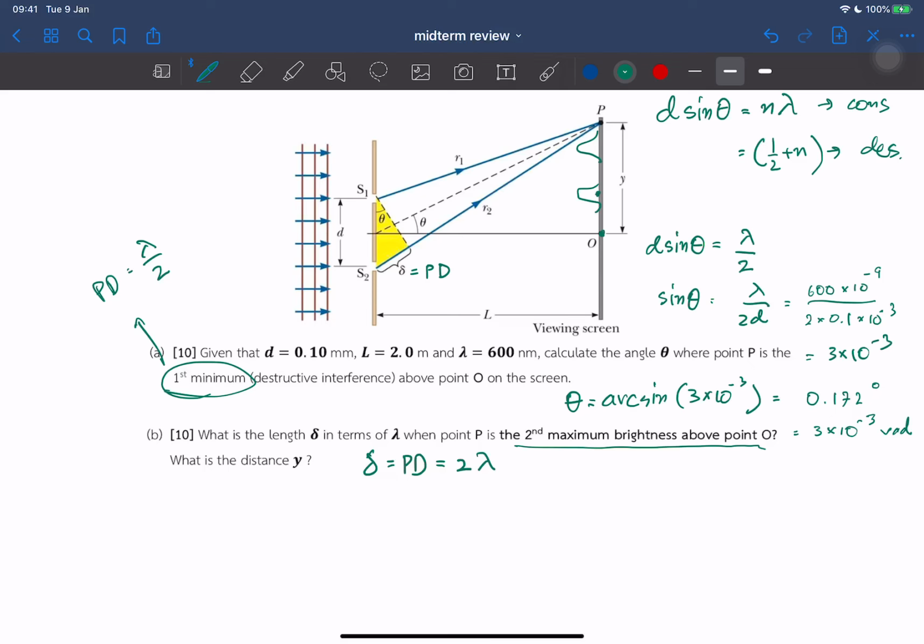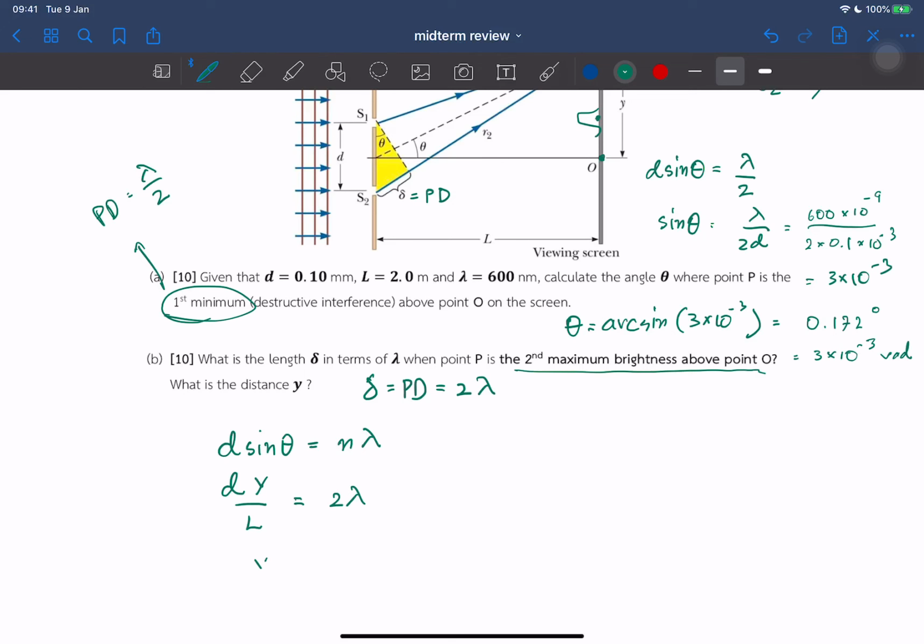Well, to find the distance y, we probably need to use a different variation of this formula. So if you remember, d sine theta equal to n lambda, or you can rewrite this using the small angle approximation. Sine is roughly equal to tangent. Tangent of the angle theta is y over L. So we say y over L equal to n lambda, which is 2 lambda for this particular point. So y is simply 2 lambda L divided by d. And it's 2 times 600 times 10 to the minus 9, because it's nanometers, times L, which is 2 meters, divided by d, which is 0.1 times 10 to the minus 3.